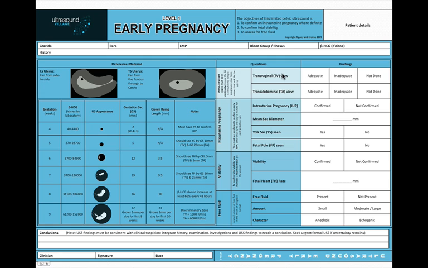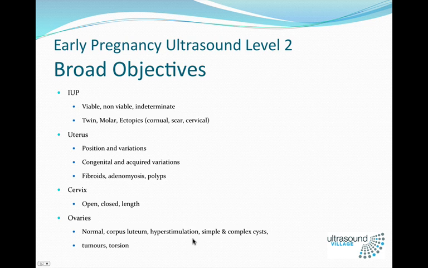And the key questions that we ask in this report are, firstly, were the views adequate or inadequate? Is there an intrauterine pregnancy? Is the intrauterine pregnancy confirmed or not? Is the pregnancy viable? Yes or no? Is there free fluid? Yes or no? And those are the key questions. We can then write a conclusion and sign it. So that's the report that we'll go through in a little bit more detail.